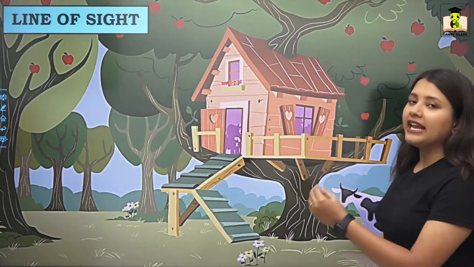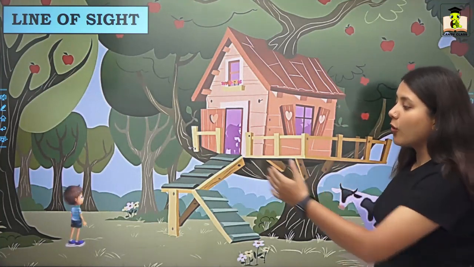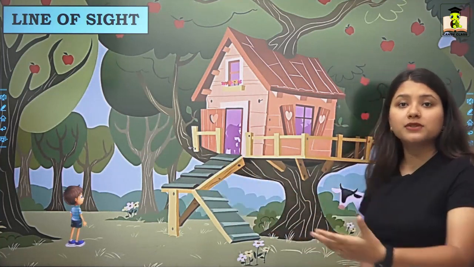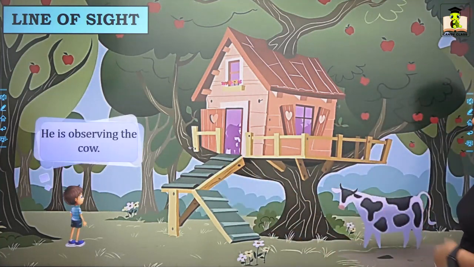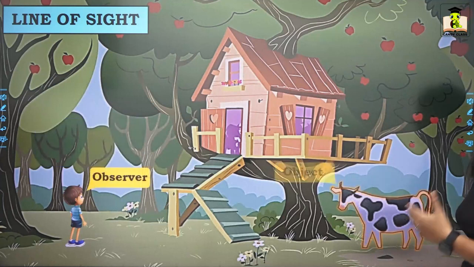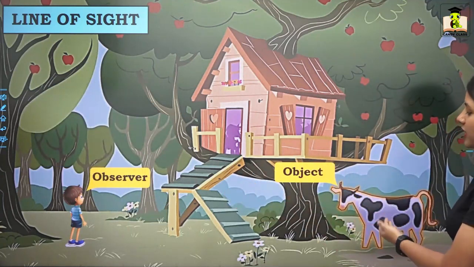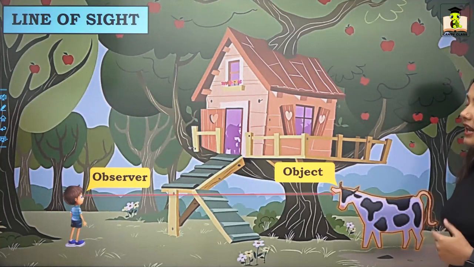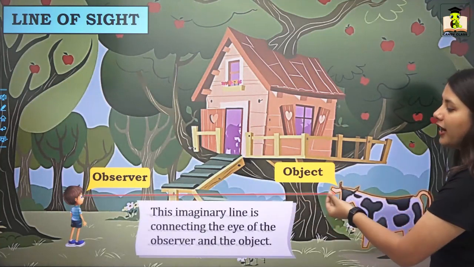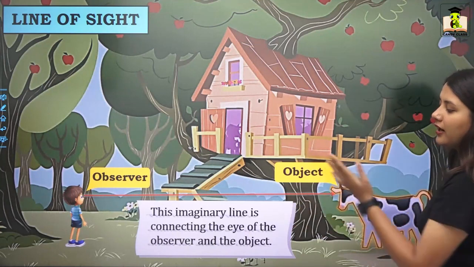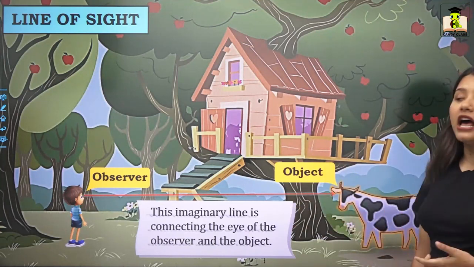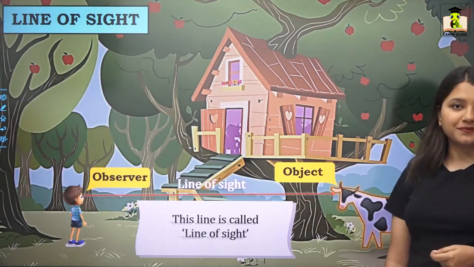For this, we take an example here. Here is Rohan, a boy who is observing the cow. And in this case, the observer is Rohan, the boy, and the object is the cow. And the line between observer and object, the imaginary line, is known as the line of sight.